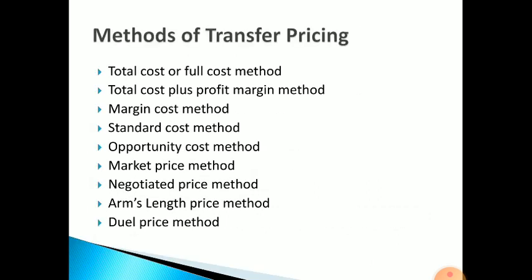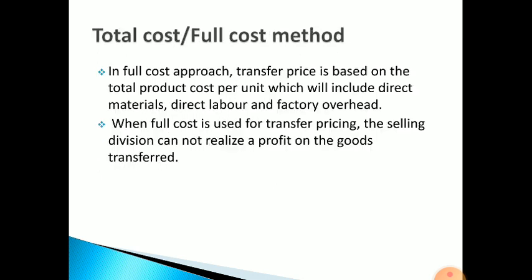There are different methods included in transfer pricing: total cost or full cost method, total cost plus profit margin method, marginal cost method, standard cost method, opportunity cost method, market price method, negotiated price method, arm's length price method, and dual price method. Okay, the first one is total cost or full cost method. What is the total cost or full cost method in transfer pricing?